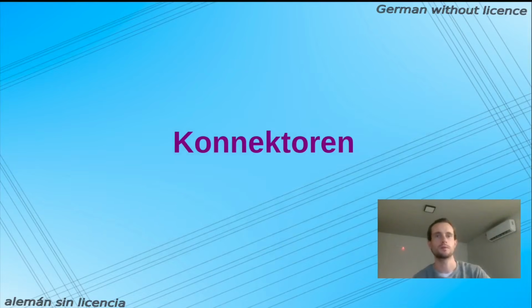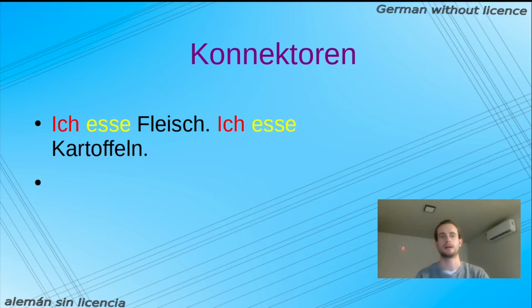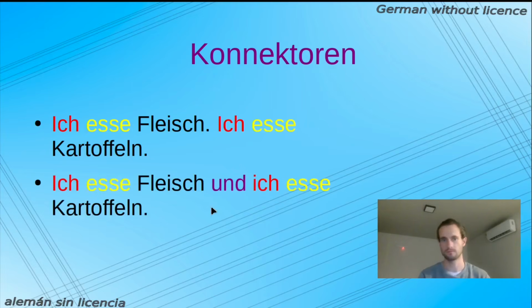In this video we will talk about connectors, Konnektoren. So if we have two clauses, like for example, ich esse Fleisch, I eat meat, and ich esse Kartoffeln, I eat potatoes. So how can we connect those two clauses? As the word is already saying, we can connect them with connectors, like for example, und. One of the easiest ones, and. Ich esse Fleisch und ich esse Kartoffeln, I eat meat and potatoes.